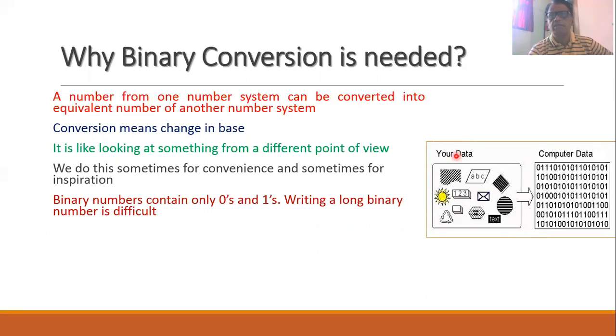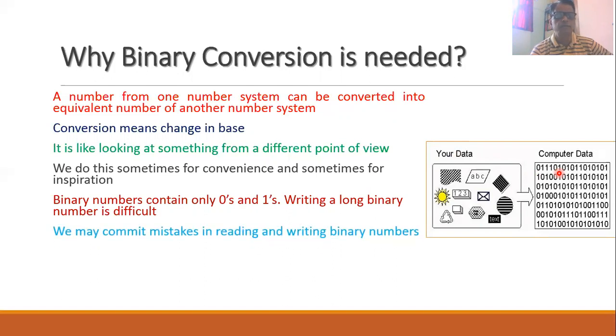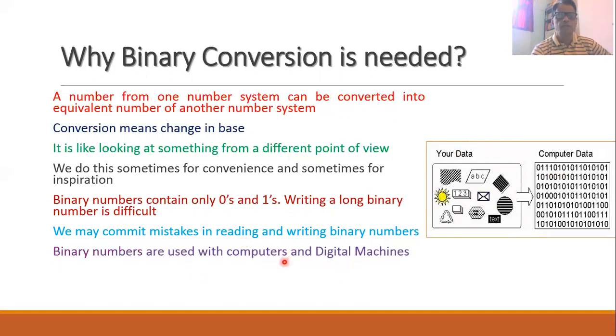You will find that this is a sequence of binary numbers, and whenever somebody is asked to remember such a sequence, or read such a sequence and rewrite it again, it is a very difficult task. So we may commit some mistakes. Whenever we are given a long binary number to read or write, humans always make some mistakes in reading and writing such large binary numbers. And binary numbers are needed frequently whenever we deal with digital machines, computers, or mobile phones.